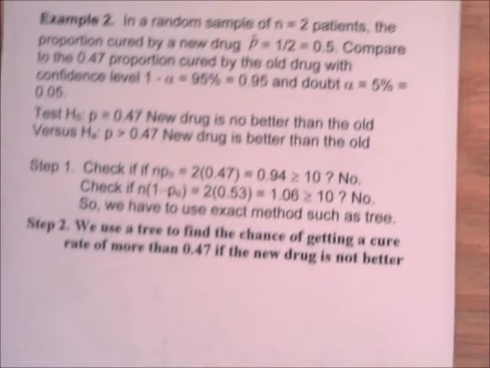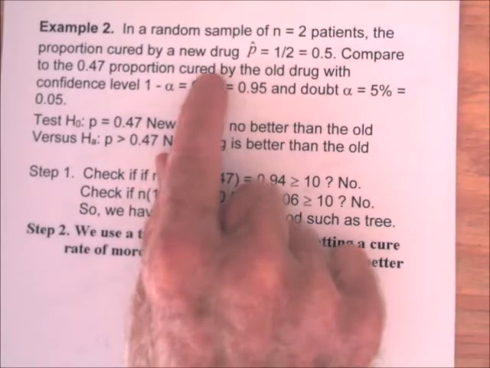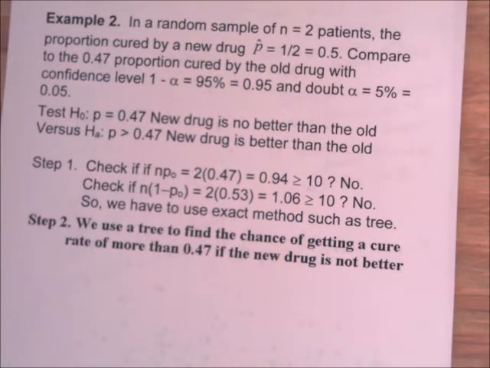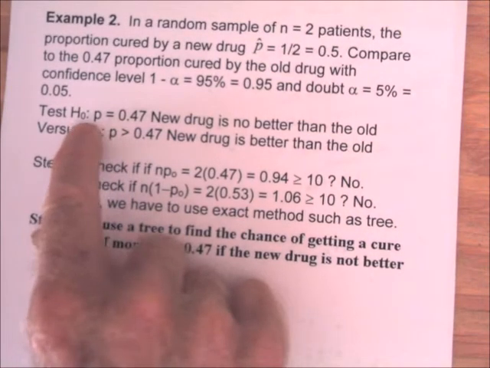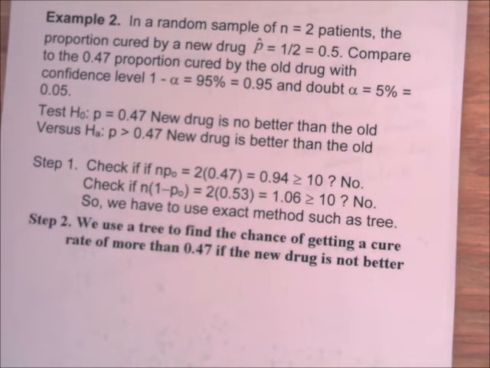Okay, so let's try a somewhat bigger sample here. This sample has 2 patients. The proportion cured, p-hat, is 1 out of 2, or 0.5, and we want to compare this to the 0.47 proportion cured by the old drug. Again, with 95% confidence, 5% doubt. Hypotheses are still the same. Null hypothesis, p equals 0.47, new drug is no better than the old, versus the alternative, p is greater than 0.47, new drug is better than the old.